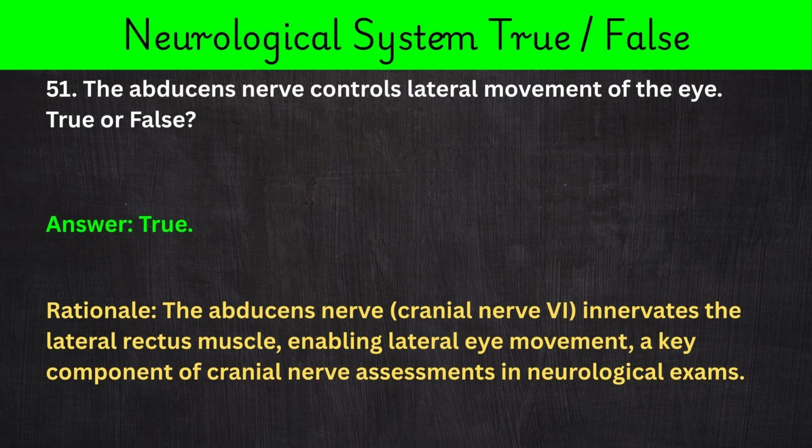51. The abducens nerve controls lateral movement of the eye. True or false? Answer: true. Rationale: the abducens nerve, cranial nerve 6, innervates the lateral rectus muscle, enabling lateral eye movement, a key component of cranial nerve assessments in neurological exams.